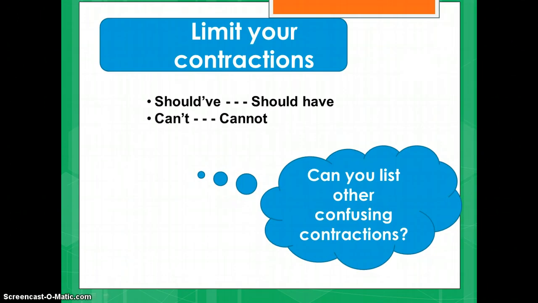Now, another thing that you can do is to limit the use of contractions for beginning learners, because they can be a source of misunderstanding, especially if you're using the language orally. So instead of saying shouldn't, use should not, and instead of can't, because sometimes our second language learners cannot hear the distinction between can and can't. So it's safer to say cannot. Can you list other confusing contractions? Quickly write them down and keep that list close to you when you teach so that you can remember to avoid those.